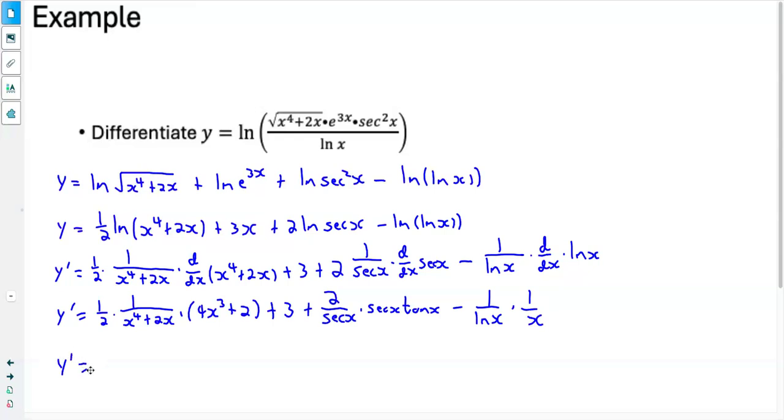So we've got y prime is equal to 4x cubed plus 2 over 2 times x to the power of 4 plus 2x, plus 3, and then we can see our secants are going to cancel out. So plus 2 tan x, minus 1 over x natural logarithm of x.